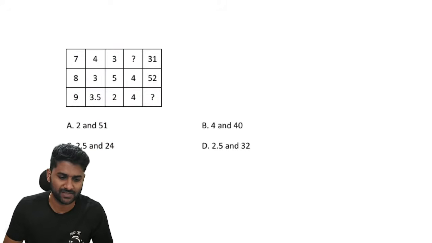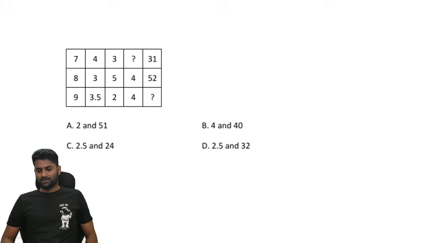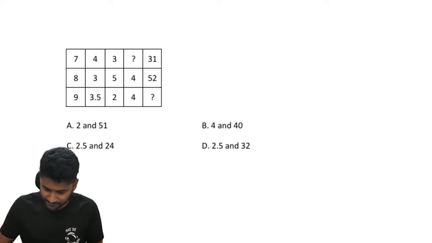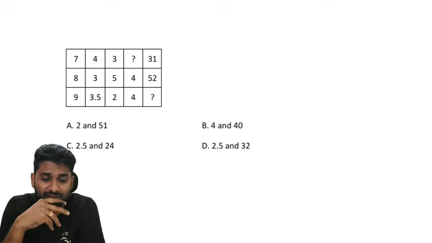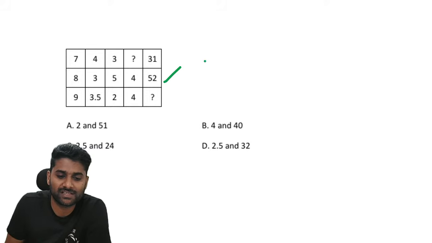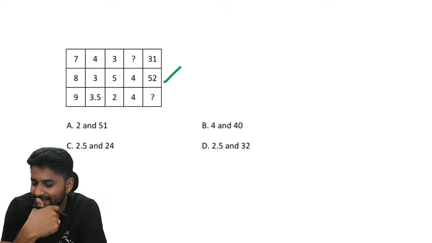Next, try to answer this question. Try to answer this question again. 743 missing number 31 8354. See, find the logic in this case, you will get the answer. How you will get 52 by using 8354?